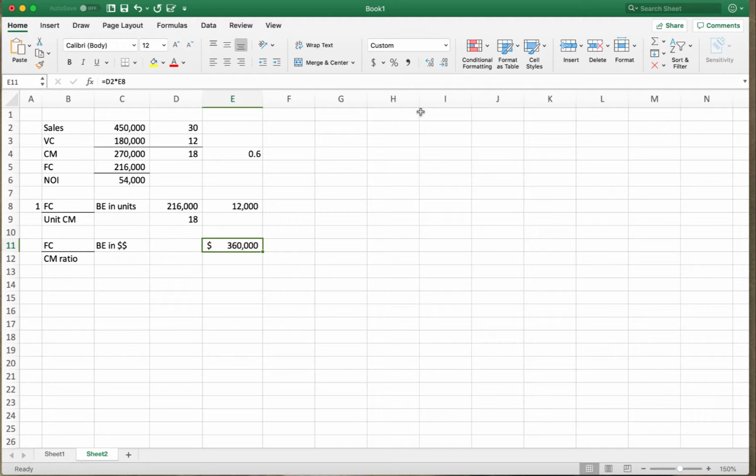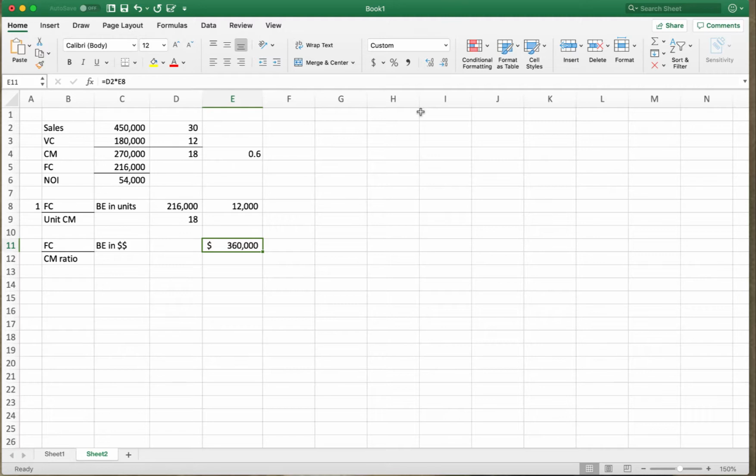The second part says, without resorting to computation, what is the total contribution margin at the break-even point? Okay, so this is easy for us to do. The reason it's easy is because we know the definition of the contribution margin. It's what is left after deducting variable expenses from sales, and it's the amount that goes to cover our fixed costs and hopefully provide for a net operating profit. Okay?